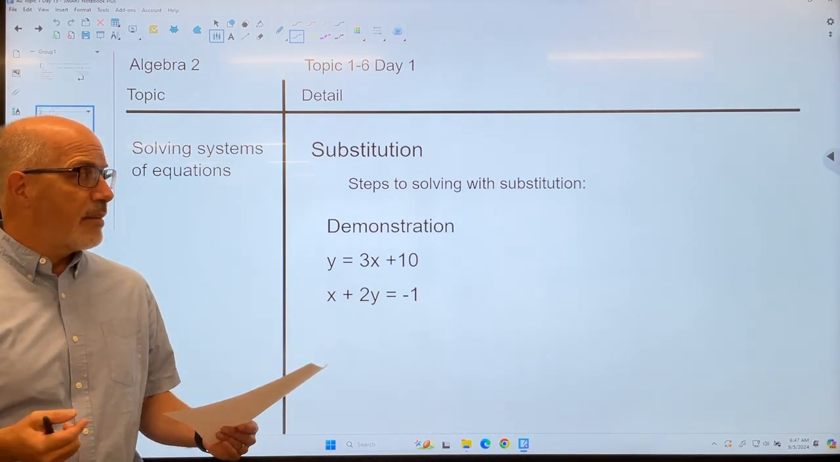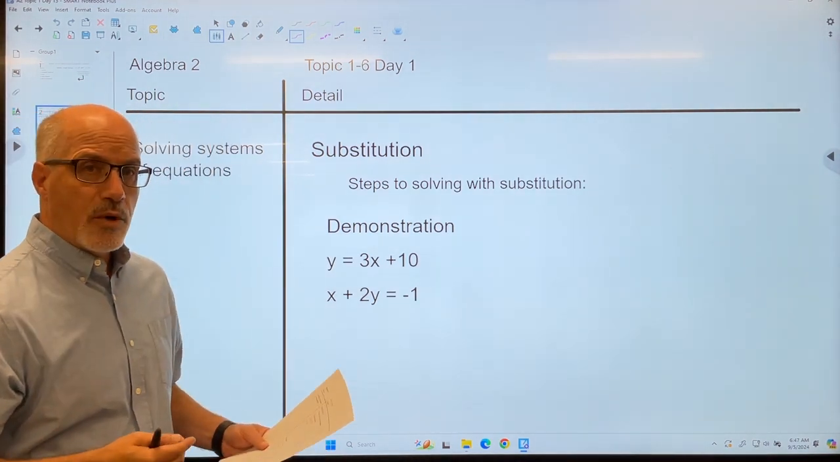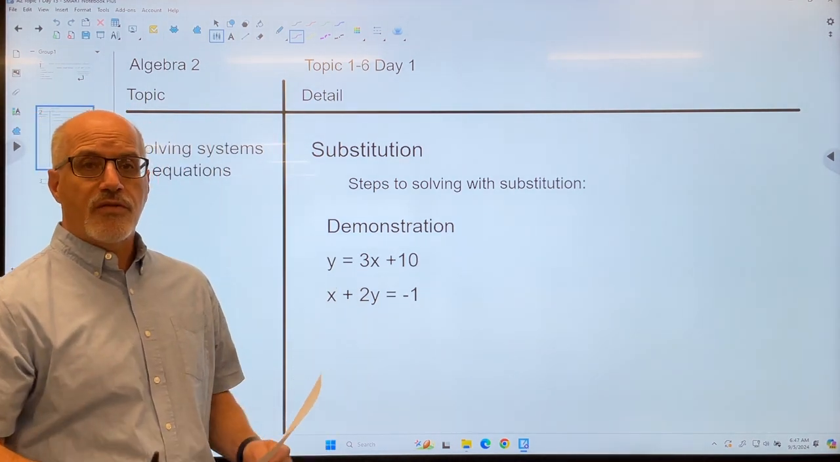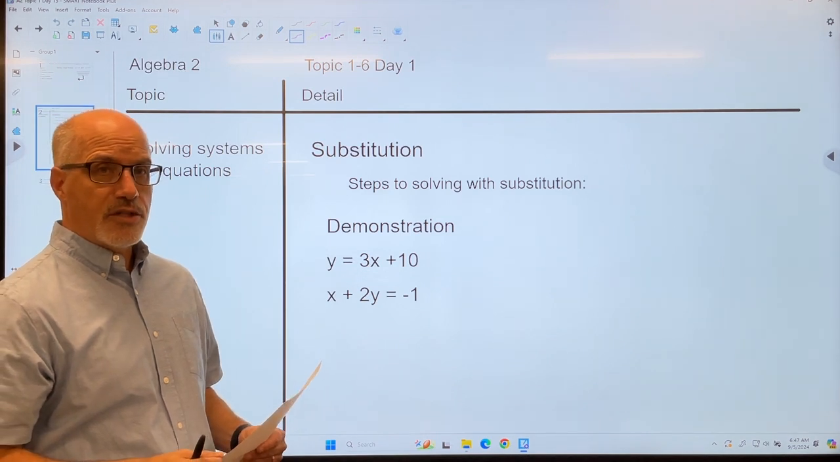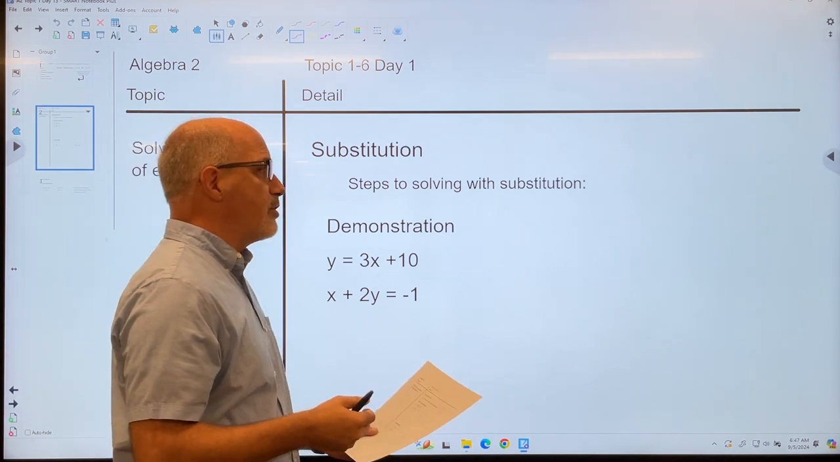What we're going to do is another method. We're going to talk about substitution. This method will be where we algebraically solve for the solution to the system. So first of all, let's talk about the steps for substitution.